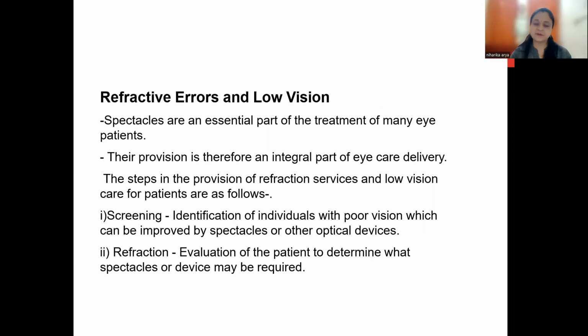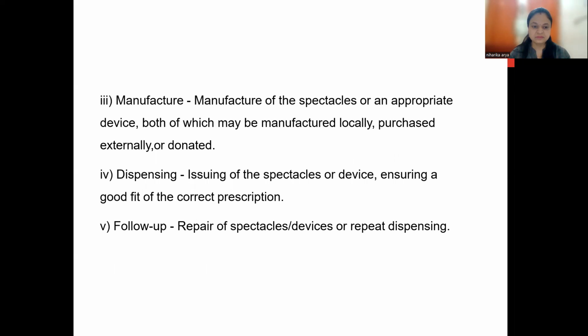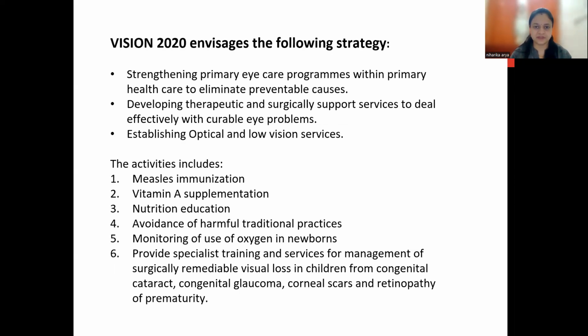Third is manufacture. Once the refractive correction is determined, the spectacle is made with that correction and provided to that individual. Then comes dispensing, issuing the spectacle or devices. Follow-up is the repair of the spectacle or devices, or repeat dispensing.